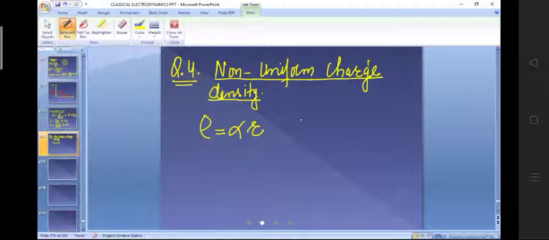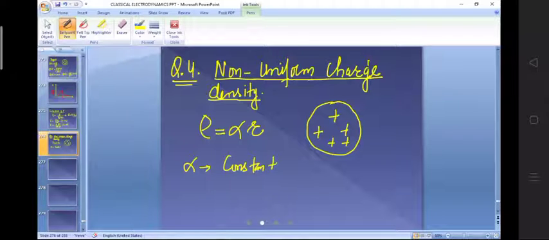Rho is called alpha multiplied by r. Okay, this is a solid sphere here. Fine, and it is charged like this, and the charge density is given to you. That's called alpha multiplied by r, where alpha is simply a constant. And what you are supposed to calculate is this. You will have to calculate the electrostatic field both inside as well as outside.